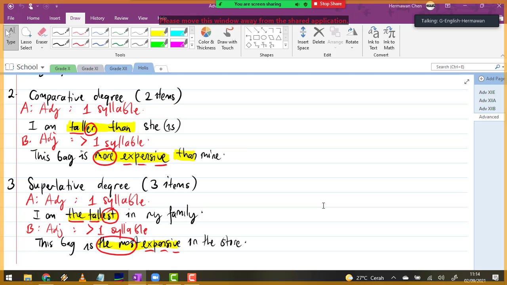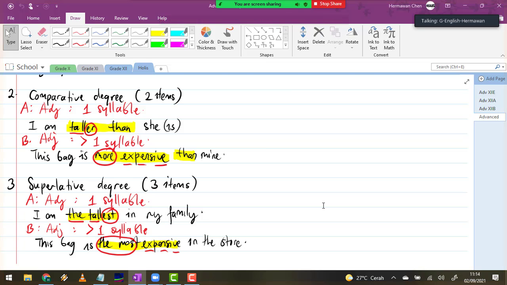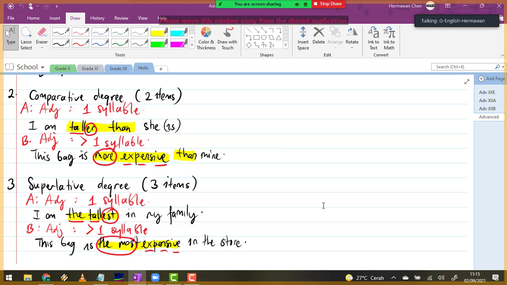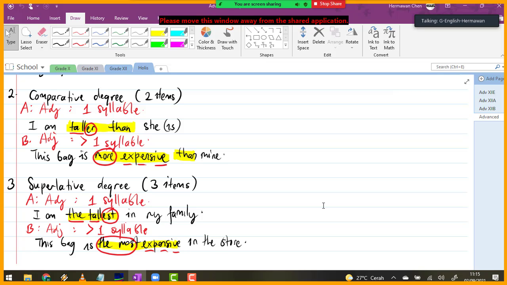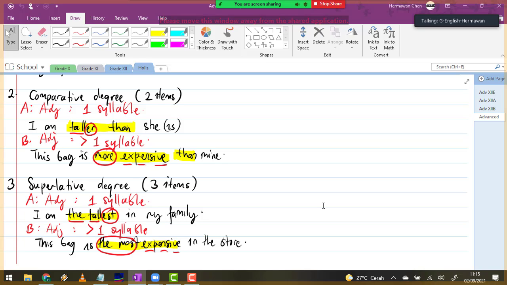Okay, again, the pattern is divided into 2, depends on the syllable of the adjective used. Let's start from the first, A. Yeah, this pattern is used if the adjective is only one syllable. Look at the result. I am the tallest in my family. The is used, and then look at the adjective tall, one syllable. That's why we use est. It becomes the tallest.